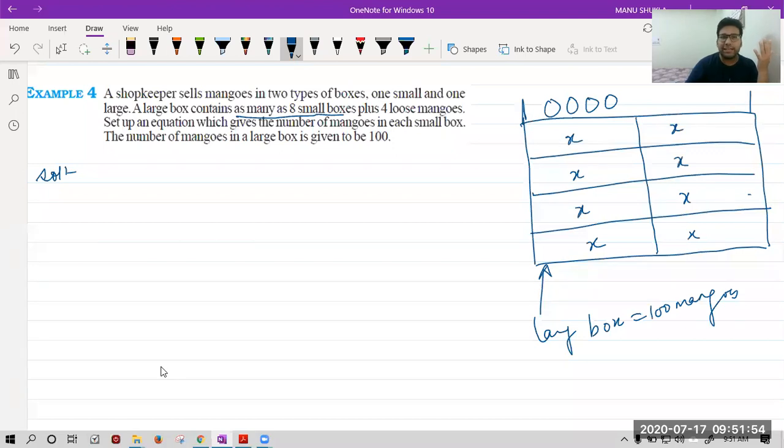Okay, question is saying large box is equal to 8 small boxes plus 4. So 8 into small box plus 4. This is the statement.